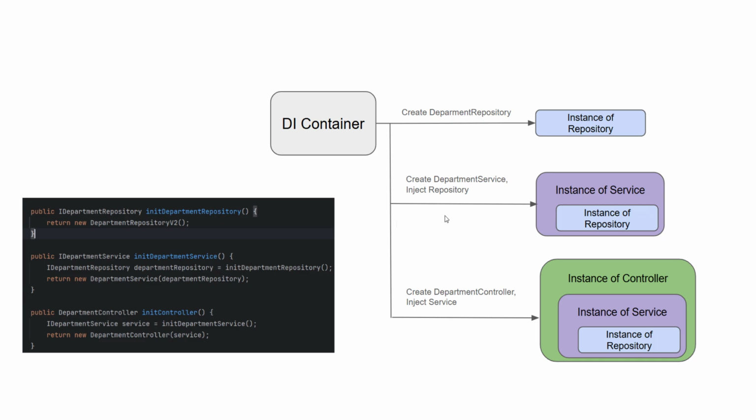And as you can see, when you want an instance of a repository, you call the method init department repository here. And when you want a service, you call this method init department service. And when you want a controller, you call the method init controller, like this.